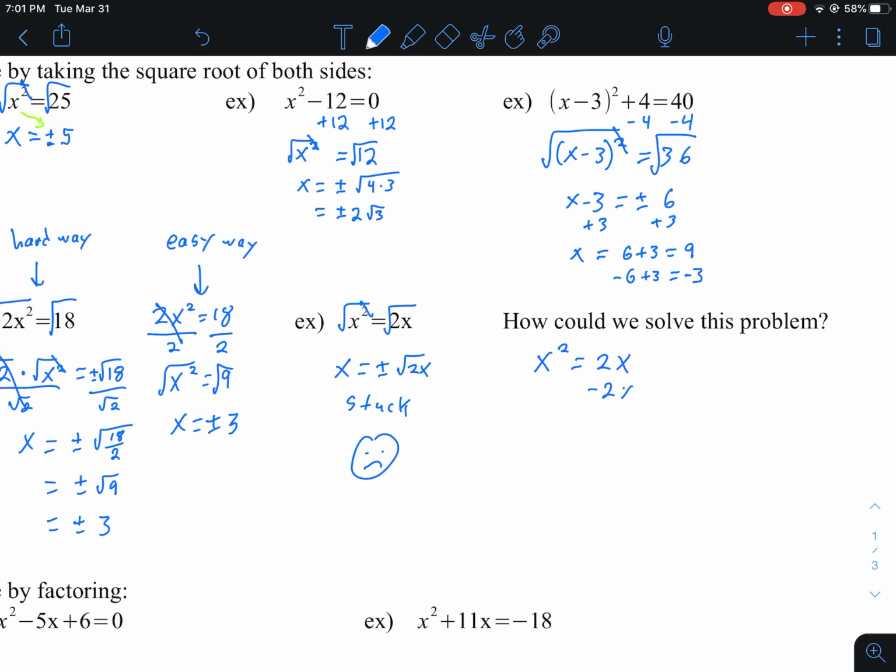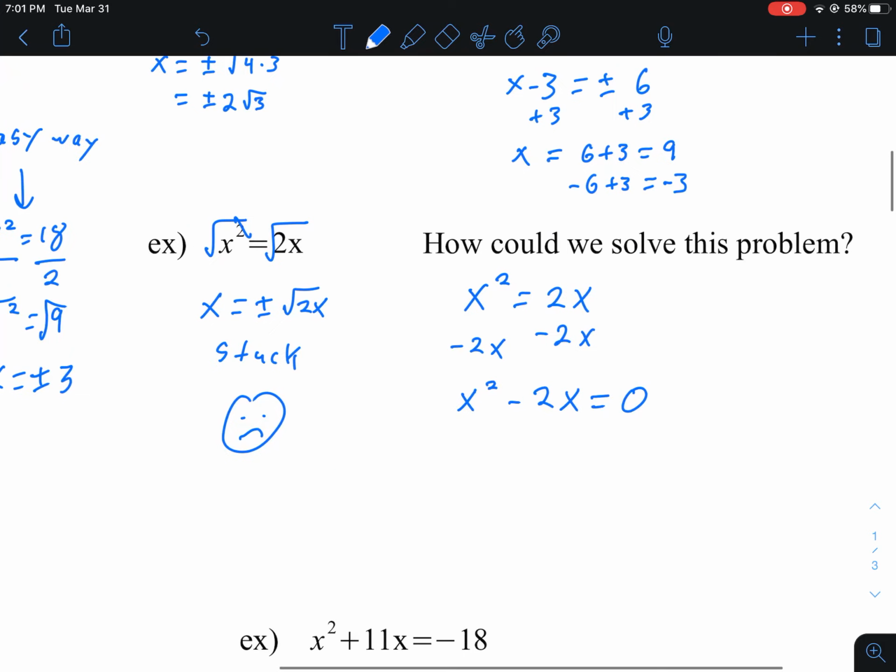We will subtract 2x from both sides. We will get x squared minus 2x equals 0. Now, another thing we can do is solve by factoring. We just practiced factoring not too long ago. I believe that was on the first worksheet, Q1. What we could do is factor out an x. We're left with x minus 2.